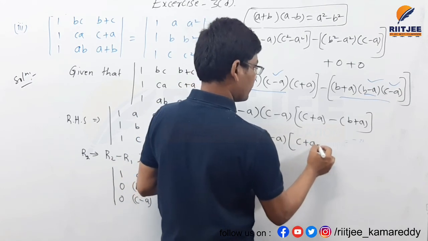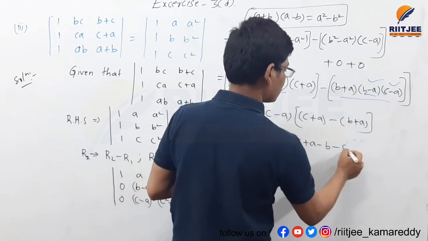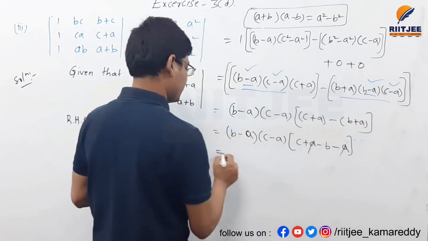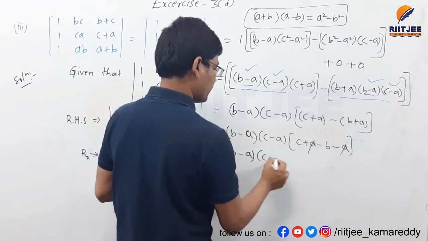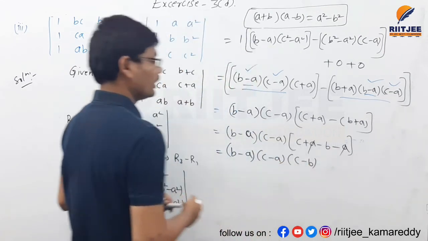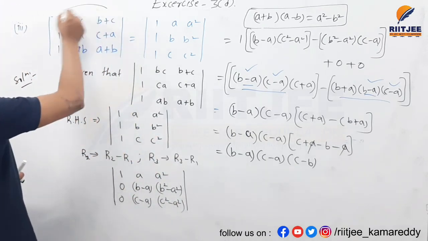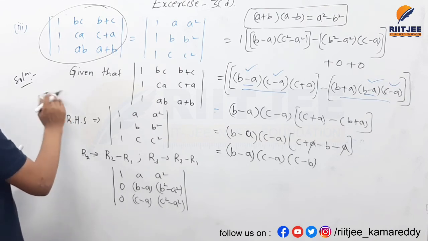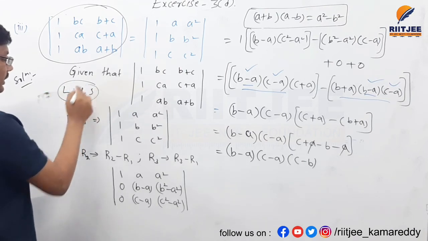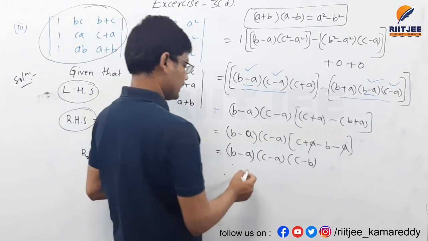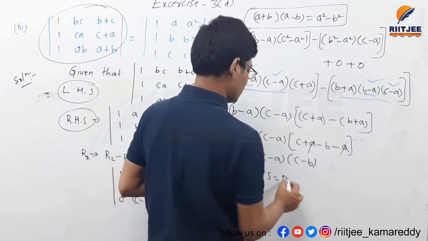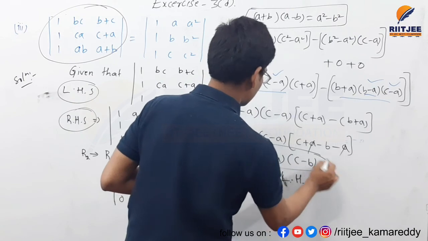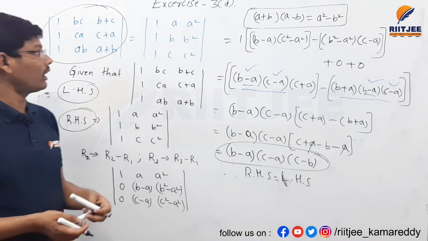C plus A minus B minus A. Again here plus A minus A get cancelled. Here the remaining term is B minus A into C minus A into C minus B. Here if you observe the previous case, the answer for LHS and the answer for RHS both are equal, therefore RHS is equal to LHS. The both answers are same, that's why these both determinants are equal here.